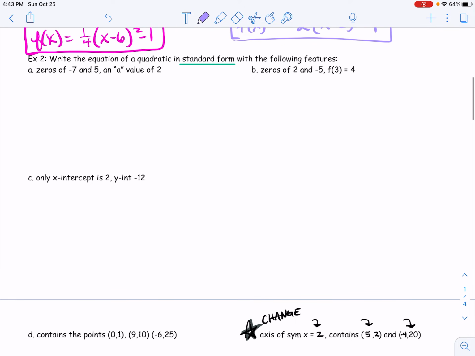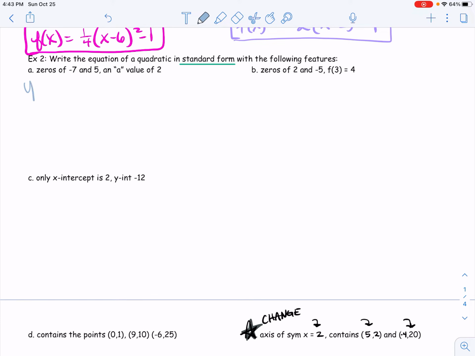Example 2, same thing, but now we want it in standard form. So remember that's ax squared plus bx plus c. So let's take a look at what they give us here. In the first example, they give us zeros of negative 7 and 5 and an a value of 2. Well, if I know my zeros and I know my a value, I could plug all of this into root form and then just multiply those two binomials together and distribute to get it in standard form.